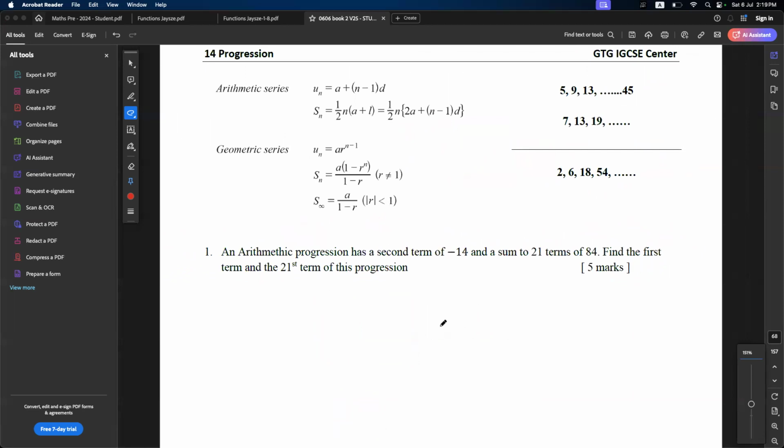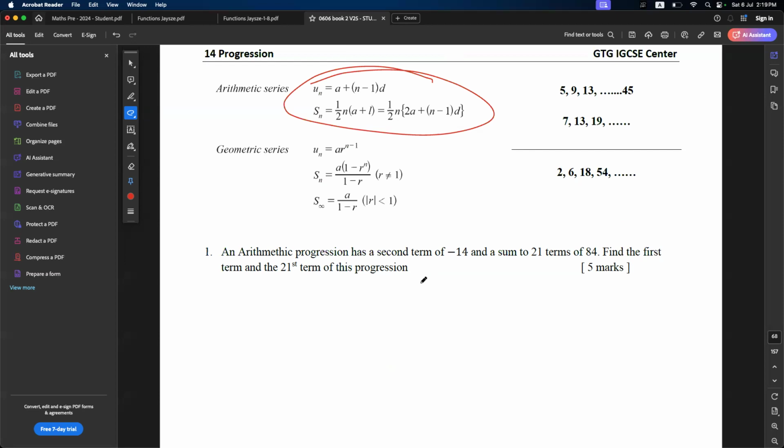In your progression chapter, most of the time you are only forming equations, and then from the equations solve your equation. All right, let's look at this first question here. An arithmetic progression. So if you don't remember the formula, it's okay because you can always go back into your exam paper and look for it. An arithmetic progression has a second term of -14 and a sum to 21 terms of 84. Find the first term and the 21st term of this progression.